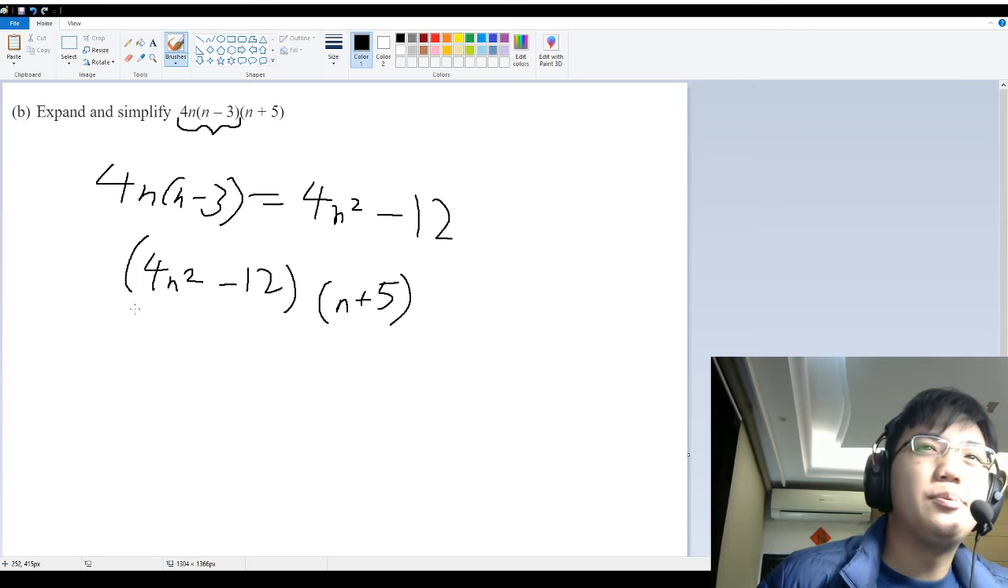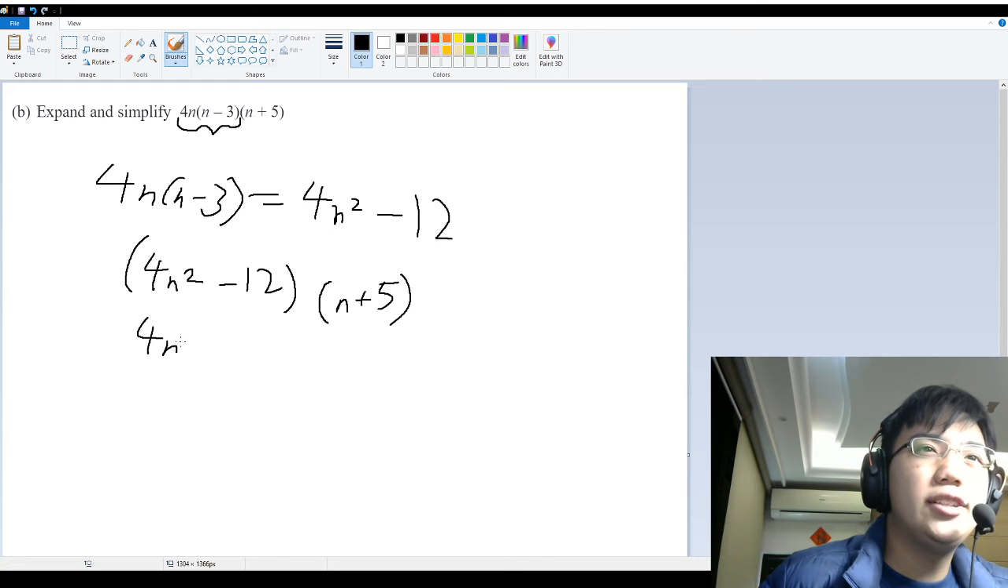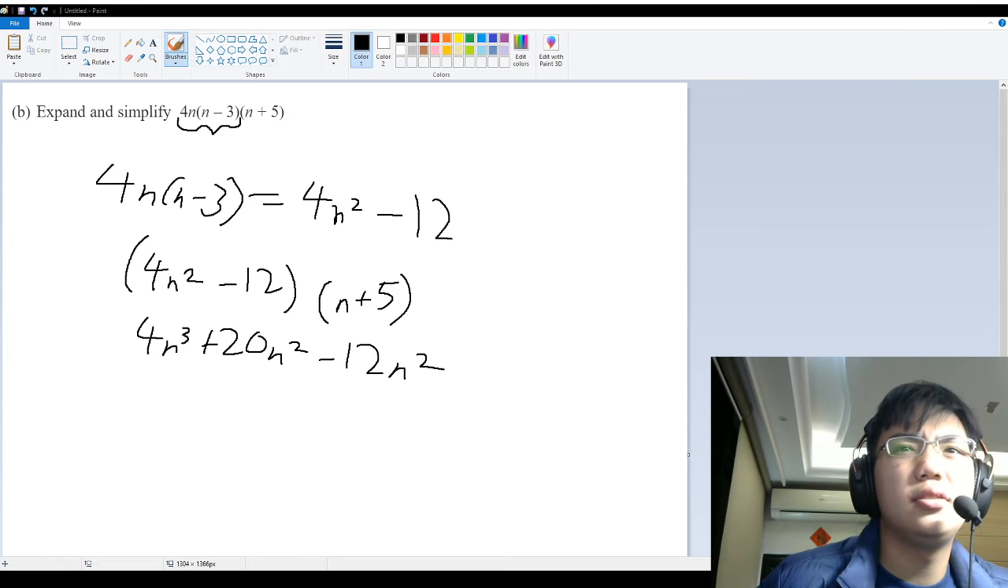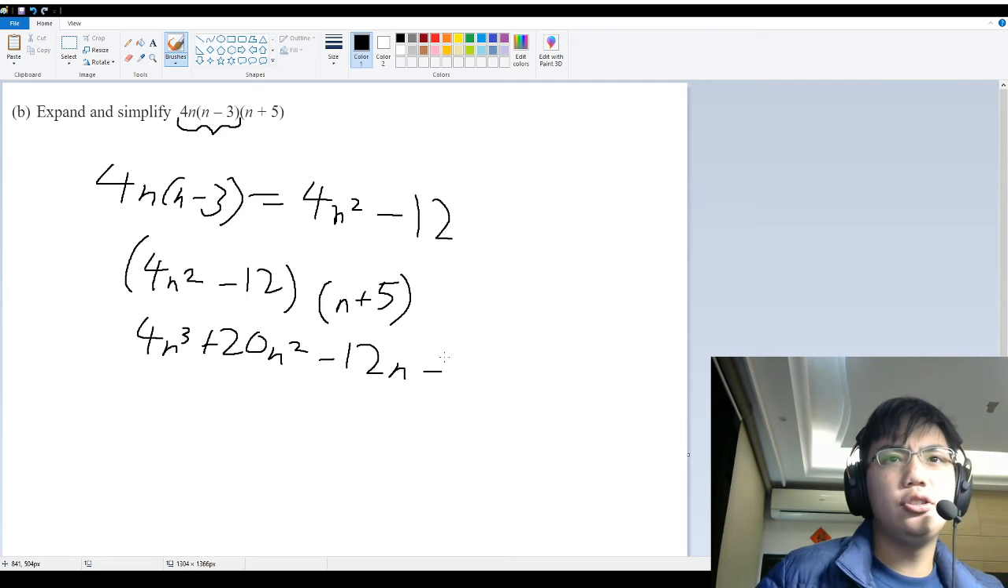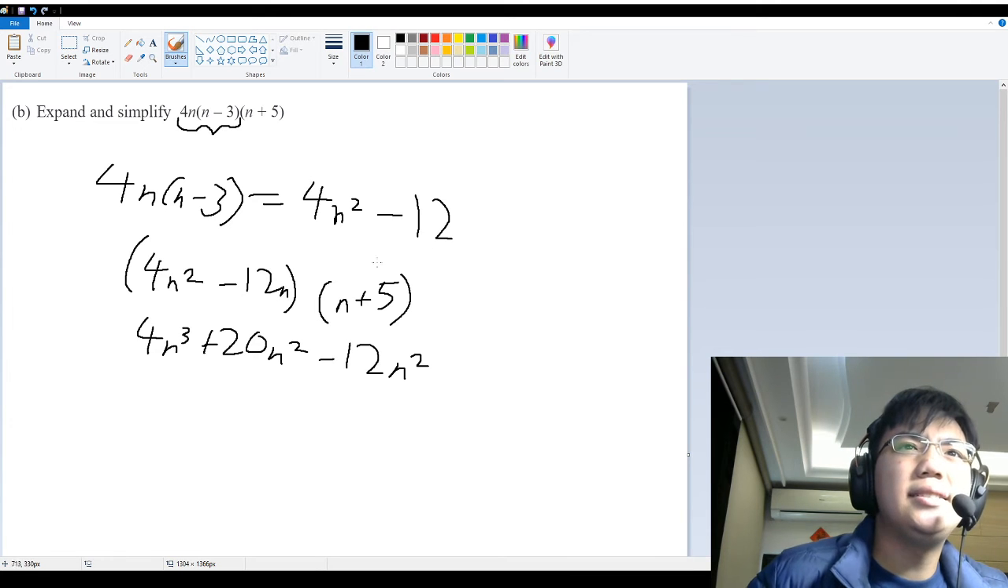Multiplying both of these brackets together and expanding them, you get 4n to the power of 3 plus 20n squared minus 12n. No, actually, minus 12n squared. Yes, squared, as this is an n, and this is also an n. I forgot to add that earlier.